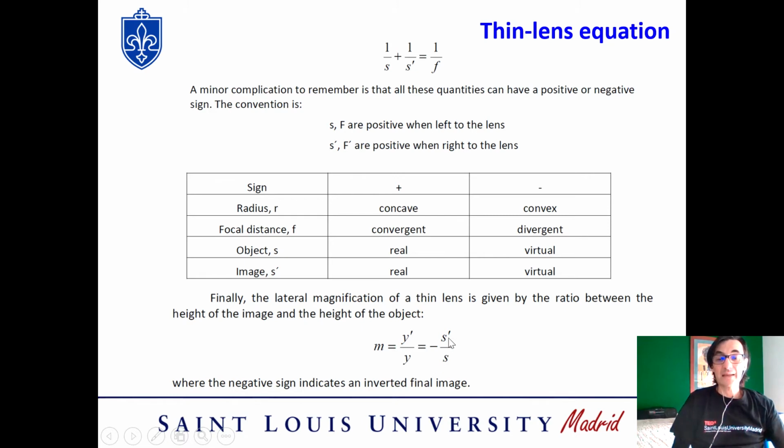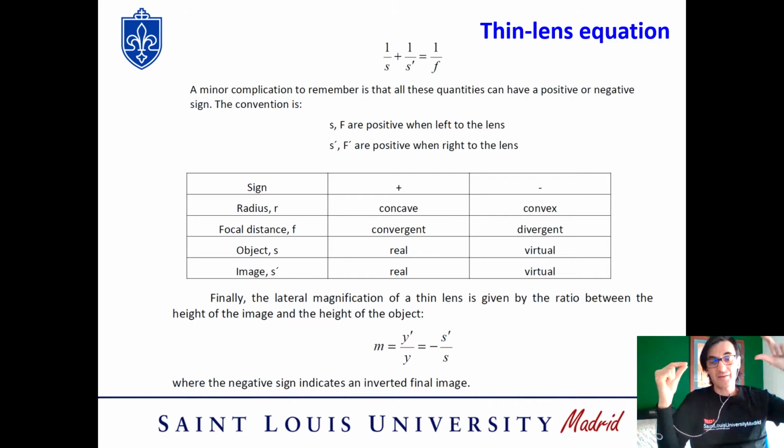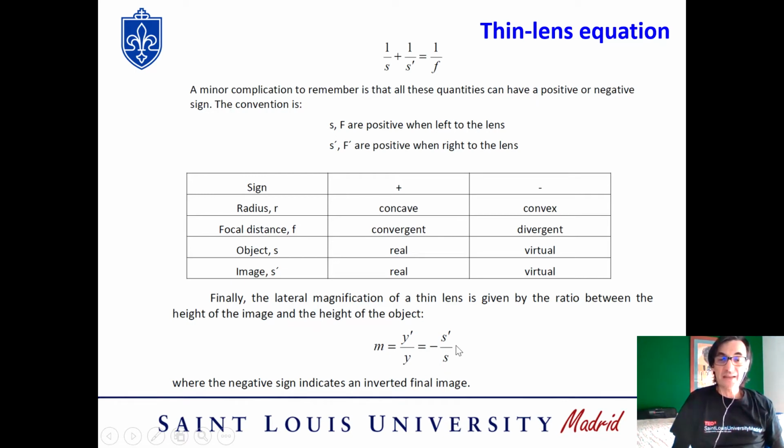That's why for a real image created by a converging lens, M is negative, meaning that we have an inverted image compared to the direct object, okay? While in a virtual image produced by a diverging lens, this minus, having a minus here as well for S prime, will create a positive direction for Y prime.